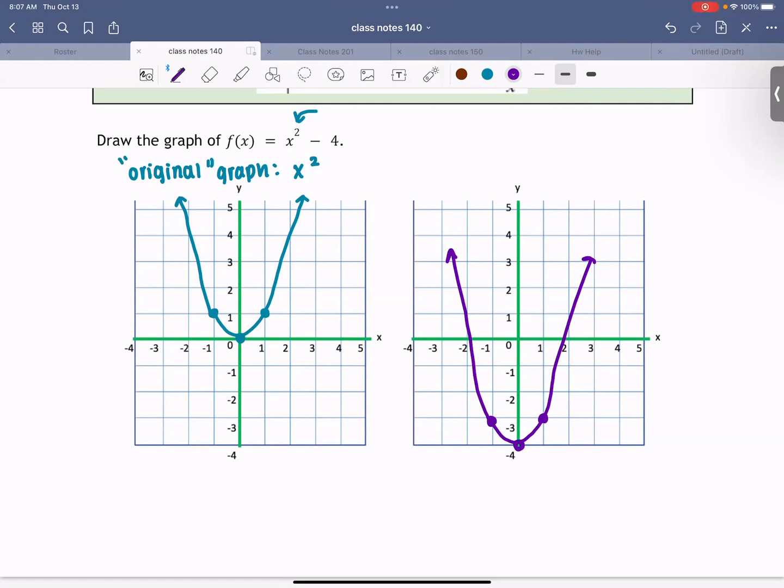Okay. So any questions on shifting up or down? I think this is pretty easy. I know I wrote very fast here, so I'll leave this up for 2 seconds. Let's talk about a different type of shift.